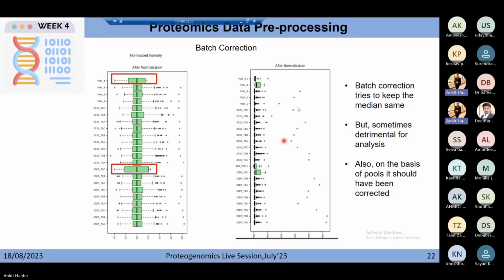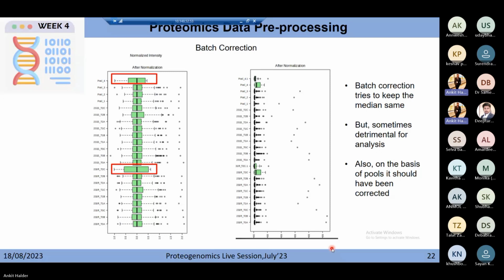So this tries to keep your median or the distribution in the same manner, but sometimes it becomes detrimental for the analysis, and it gives you a lot of technical bias. But there is another point that you could not point out or could not understand: the batch correction should also be done with a reference.